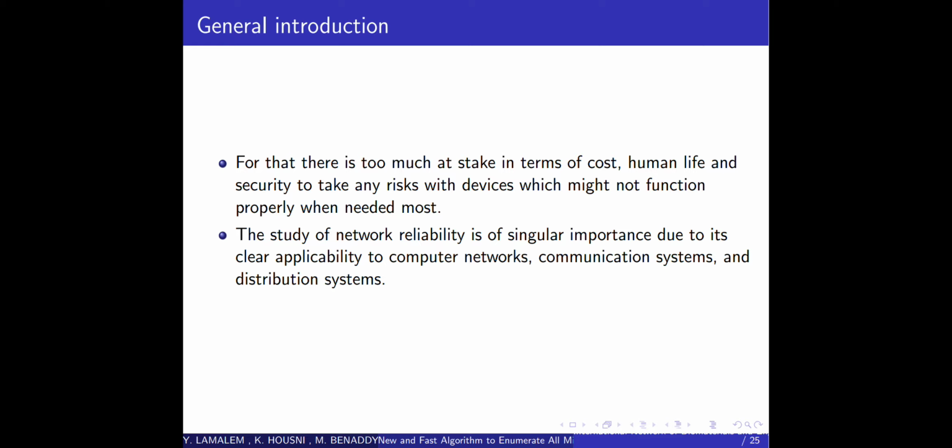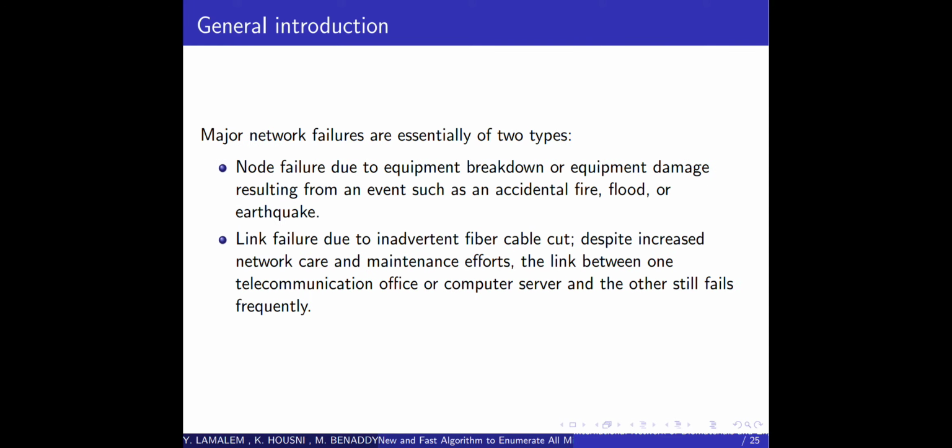The study of network reliability is one of singular importance due to its clear applicability to computer networks, communication systems, and distributed systems. Major network failures are essentially of two types: node failure, due to equipment breakdown or equipment damage resulting from an event such as an accidental fire, flood, or earthquake; and link failure, due to inadvertent fiber cable cuts despite increased network care and maintenance efforts. The links between one telecommunication office or computer server and another still fail frequently.